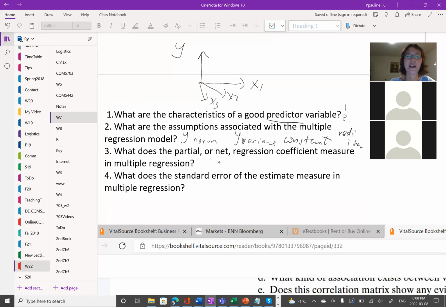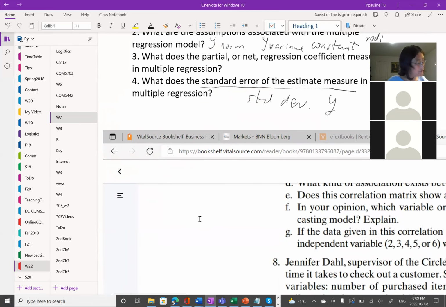So question 4, what does the standard error of estimate measure in multiple regression? It is just the standard deviation of y. It measures the standard deviation of y. So standard error of estimate measures standard deviation of y. So those are some concept questions.